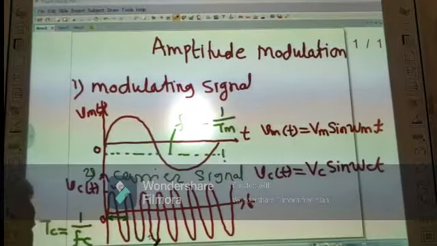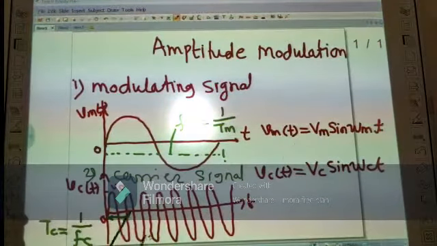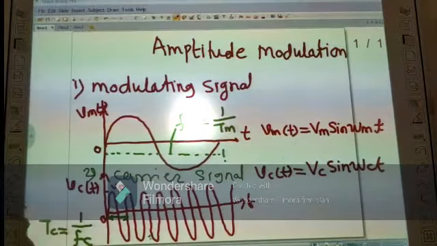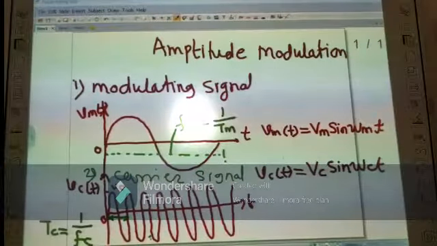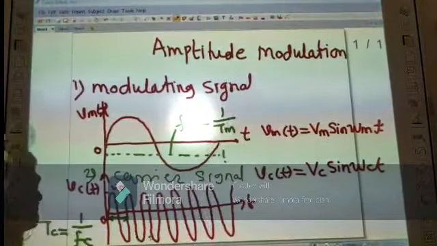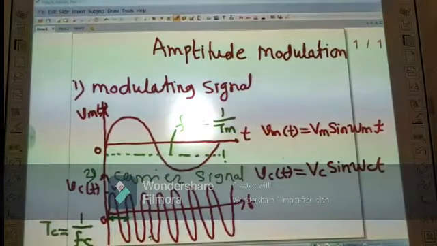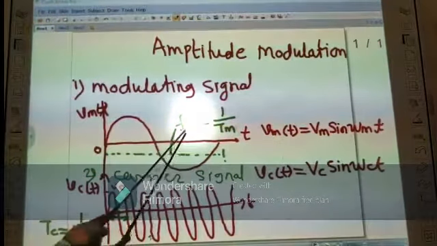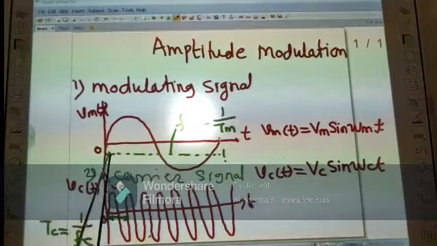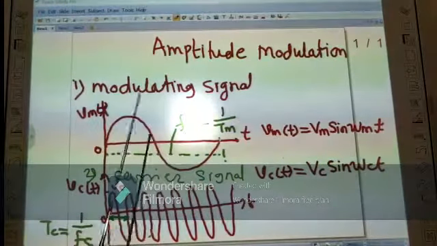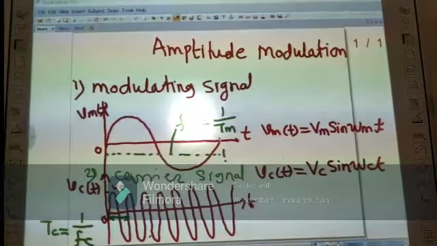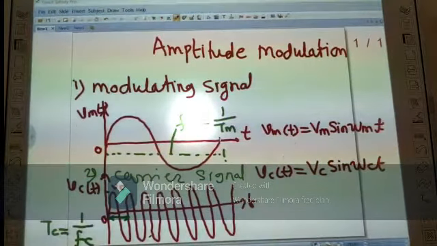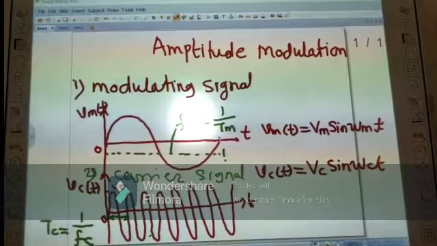First, we'll see how the carrier signal and modulating signal are represented mathematically. Here, Vm(t) is Vm sin omega m t, where Vm is the maximum amplitude, omega m is 2 pi Fm, and Fm is the frequency of the modulating signal, that is 1 upon Tm. On the CRO you have to measure the frequency of the modulating signal first. Second, the carrier signal, which is Vc sin omega c t, where the frequency of the carrier signal is Fc.